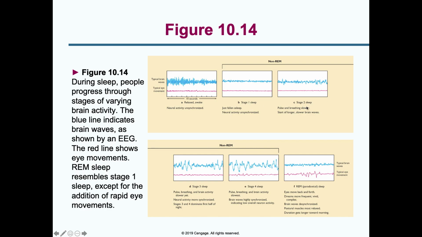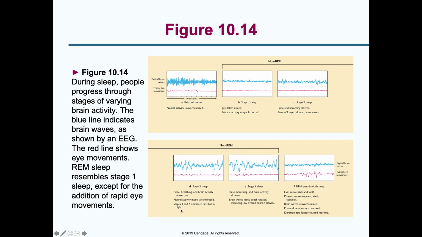And then we have stage 2 sleep, where pulse and breathing slow down. We start to have longer brain waves. If you notice, there are just slightly more higher ups in the brain waves. And that's still non-REM sleep. Then we get to stage 3 and 4, both still non-REM. Stage 3, pulse and breathing slow down, brain activity slows down even more. As you notice, the waves get higher, slowing it down a bit, not as intense or active. There's more synchronization. You start seeing these up and down kinds of patterns.